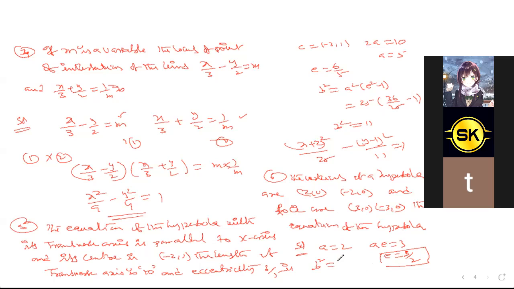What is that B? A square into e square minus 1. Directly we'll get here 5, I think. So the answer is very simple. X square by 4 minus y square by 5 is equal to 1. Right, sir? Guys, is it clear? Yes, sir.